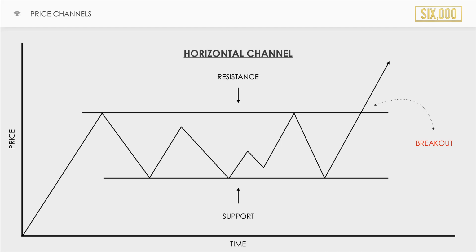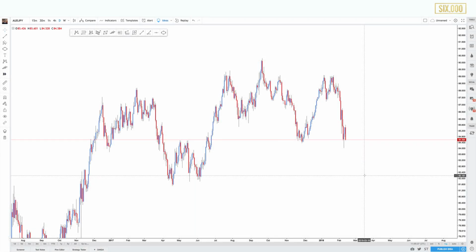Now what I'm going to do is give you a live market example again. This is our last topic for today. So let's firstly go over ascending channels. We're now looking at Australian dollar, Japanese yen on the daily chart. And of course, we're looking at an ascending channel.